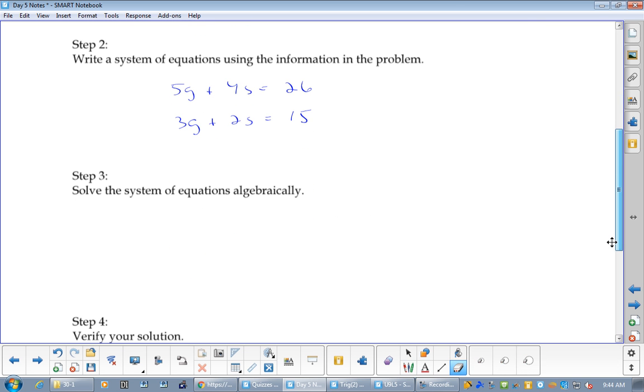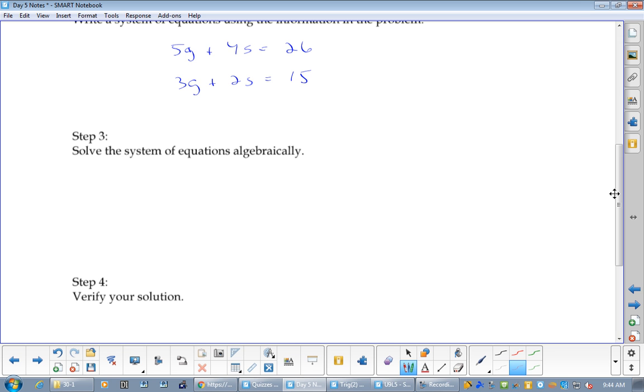And again, if you asked most adults how much is a game, they would say, well, there's a lot of possibilities. But when you give me 2 scenarios, there's only one possibility. If you just gave me 5G plus 4S equals 26, there's a million. But if you said, oh, and here's another scenario that works, there's only one after that. And if there were 3 unknowns, you'd have to give me 3 equations. Then I could tell you the exact answer. Now, solve it algebraically.